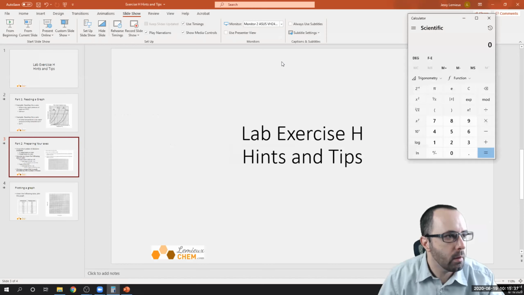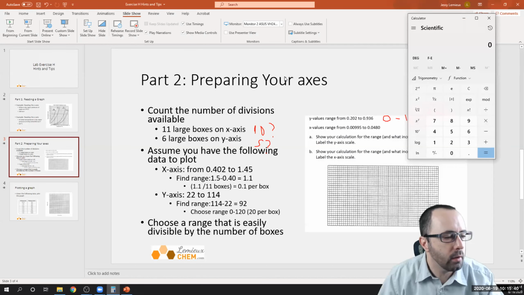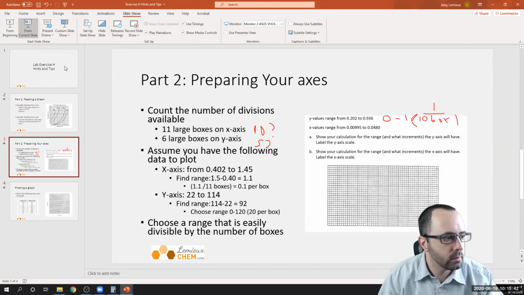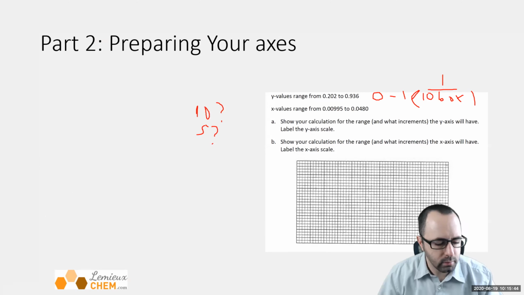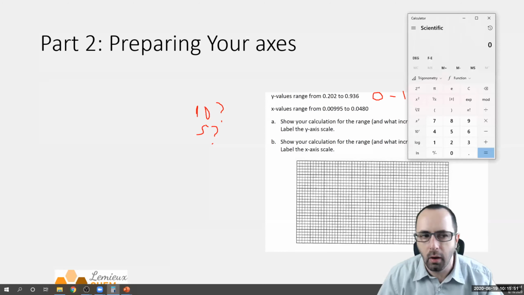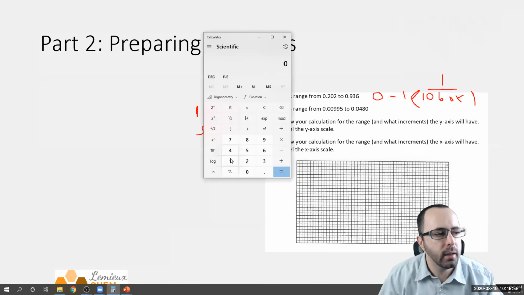Got my calculator right here. So I may want to divide my range. My range is 0 to 1, which covers 1, and I'm going to divide it by 10 spaces. So each space is 0.1. That's very, very convenient.